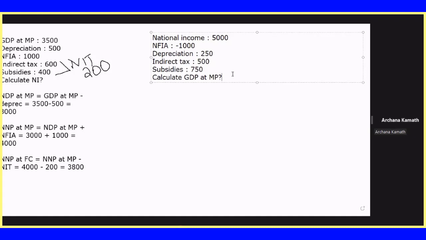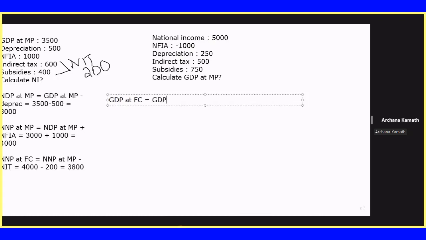This is the equation to find out national income with the help of NNP. For example, the first question I can go like this as well. I'll put that over here. Instead of finding the value initially as NDP at market price, I can directly jump to GDP at factor cost. From GDP at market price, I can directly move to GDP at factor cost.